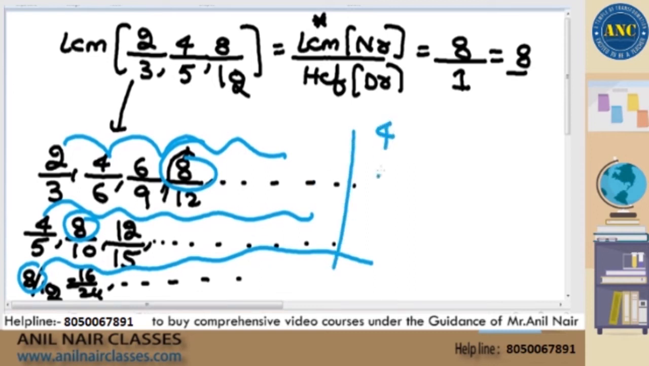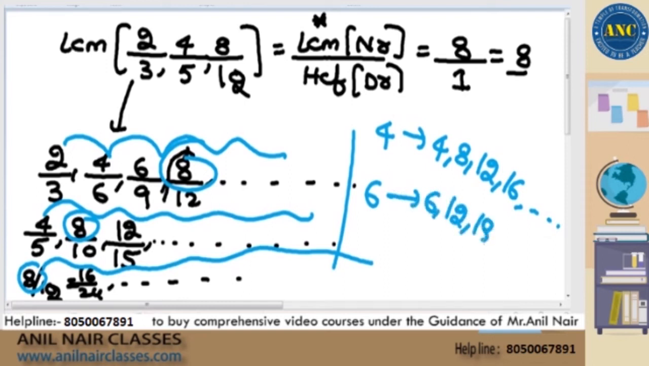If 4 and 6 is there, what are the multiples? 4, 8, 12, 16 and so on. What are the multiples of 6? 6, 12, 18 and so on. What is LCM? Least common multiple. Similarly, write down for the fractions.